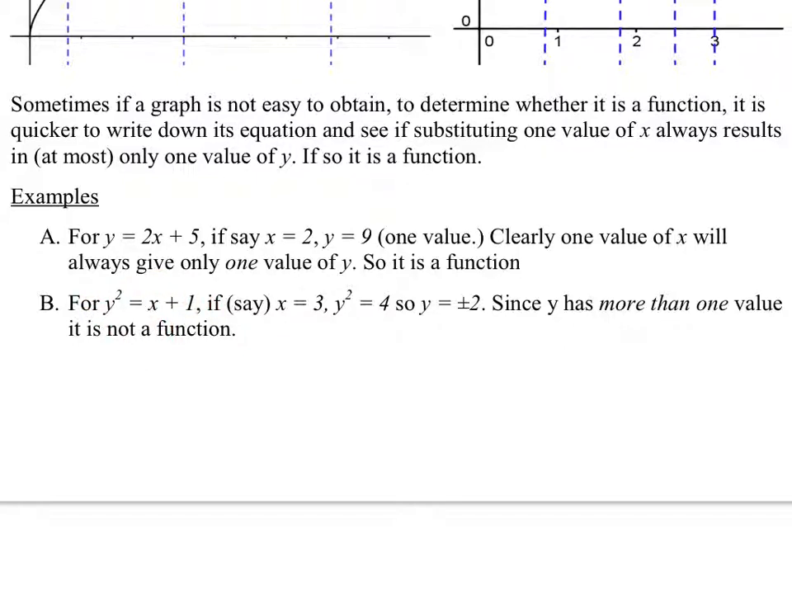However, there are some equations, like this equation down here, where you might get more than one possible y value. For example, if x is equal to 3, we put 3 in here. 3 plus 1 is 4, so y squared is equal to 4. And remember, y could be positive or negative 2. And then since y has more than one value for that value of x, it means it's not a function.